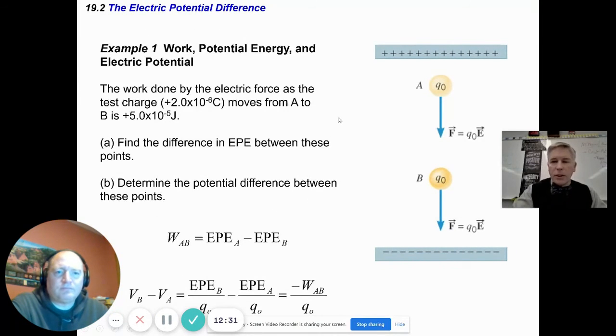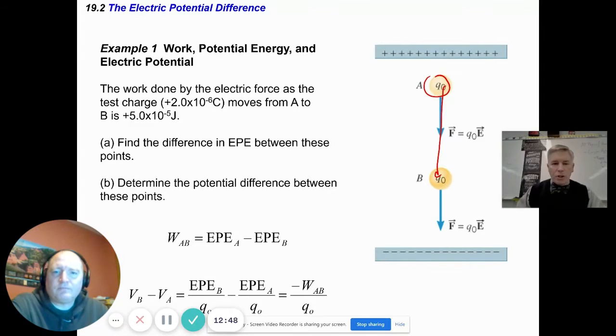Sorry, the thing doesn't always register my pin when I do it. And it's going to move from point A to point B here. And the electric field is going to do 5 times 10 to the minus 5 joules of energy moving that.